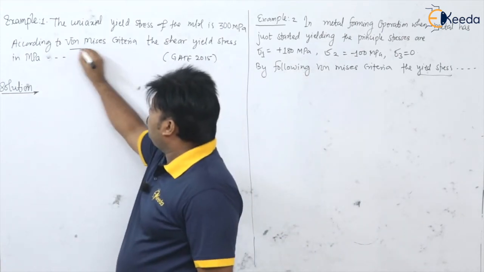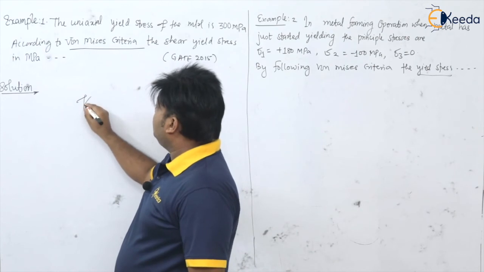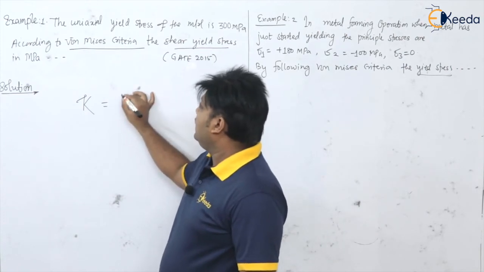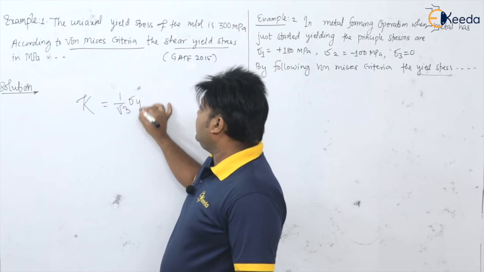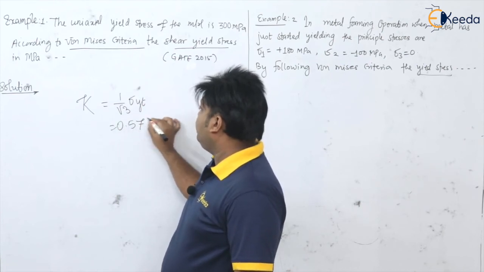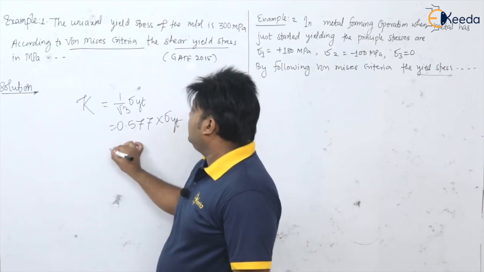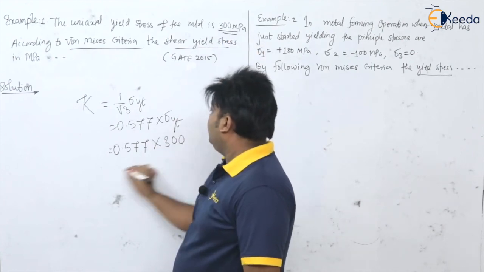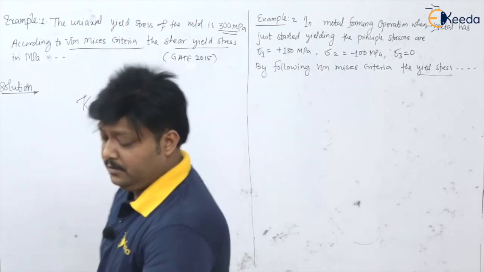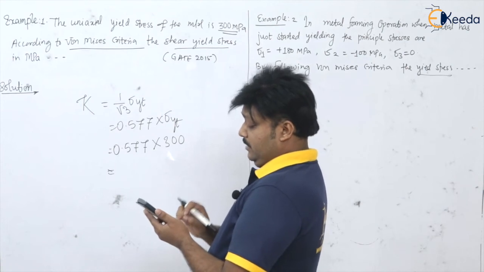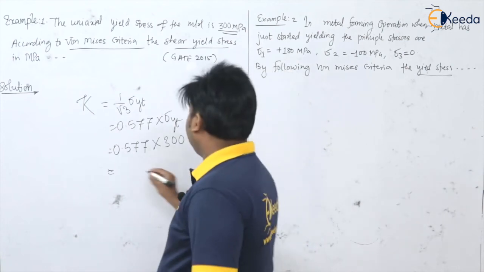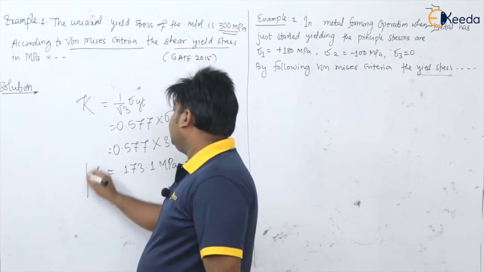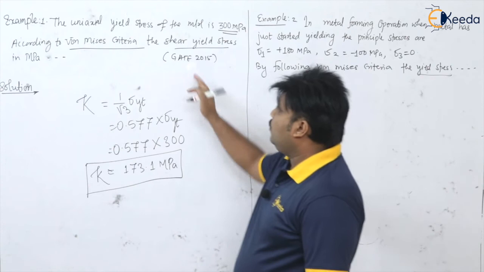So we know that by the von Mises criteria, to find the shear yield strength of the material, the K value is equal to 1 upon root 3 times the yield strength of the material, or 0.577 times the yield strength of the material. 0.577 times the yield strength, which is 300 MPa. What is the answer? Calculate. 0.577 into 300 is 173.1 MPa. So this is the K for this example by the von Mises criteria.